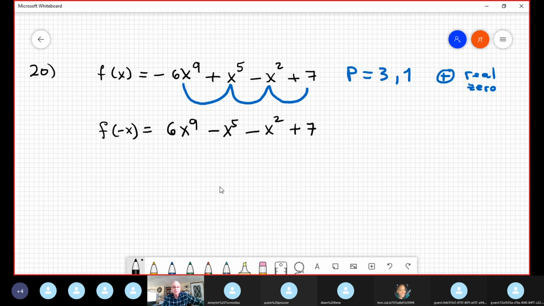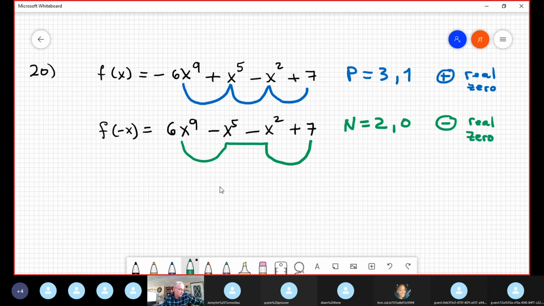So when you analyze the chain of signs, I can see positive, negative, one. Negative, negative, no. Negative, positive, yes. The capital N is 2, and 2 minus 2 is 0, and 0 is one possibility. So we have 2 or 0 negative real zeros.